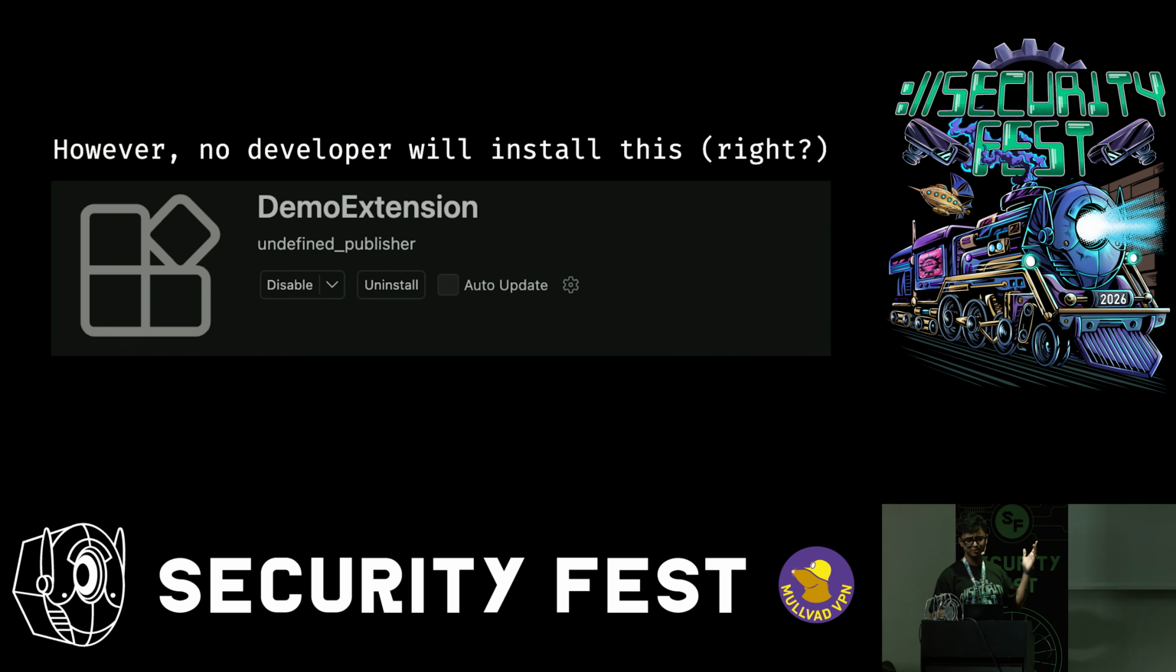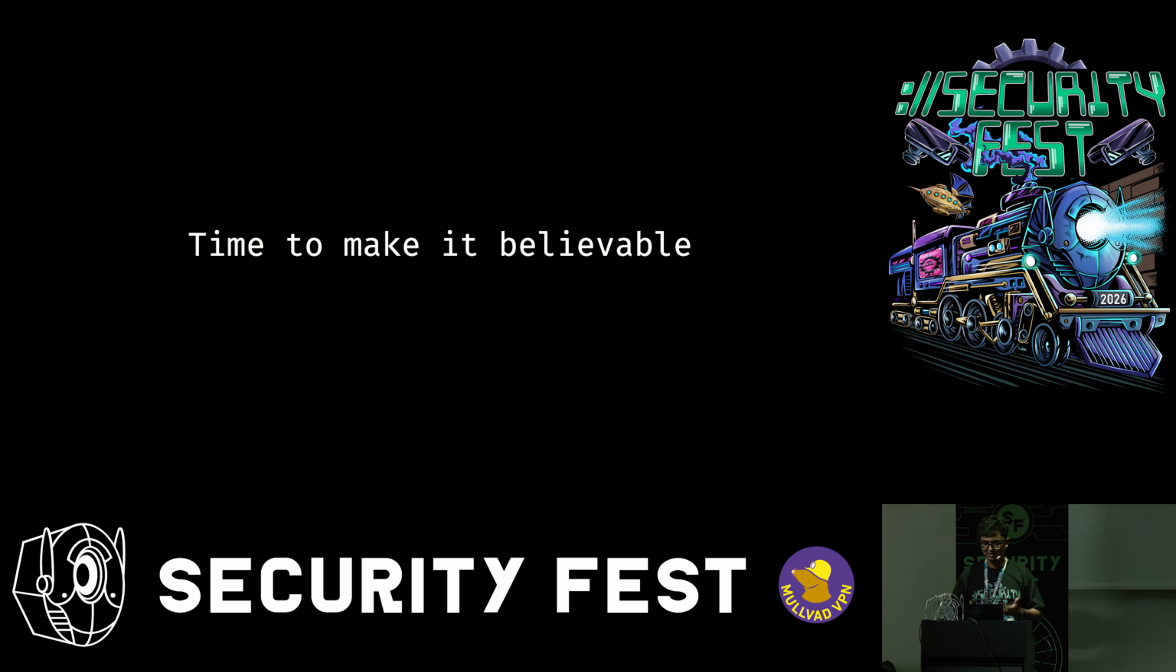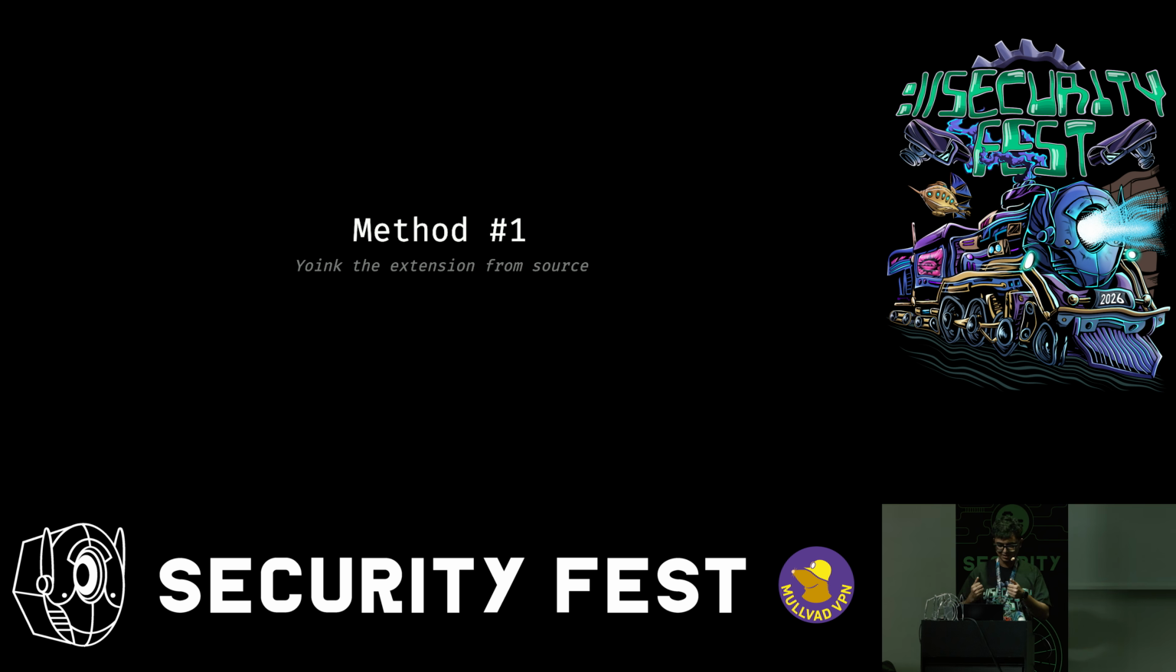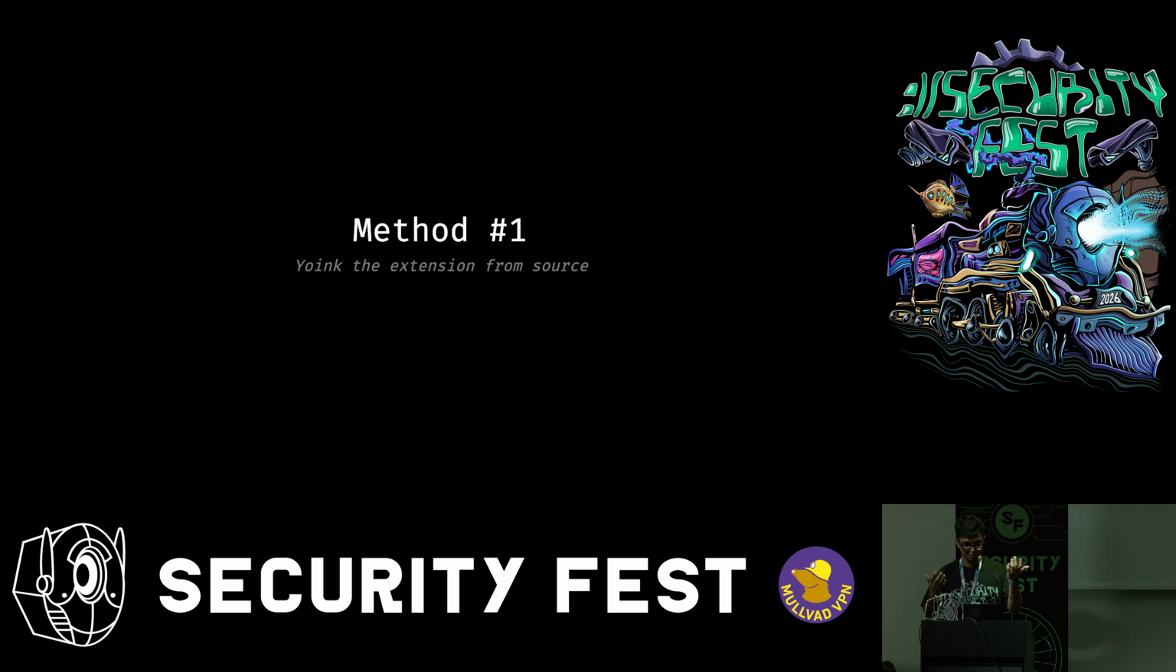But no developer would install this. Hopefully, please. So we need to make it believable that, hey, this is something you need. The first method is the simplest method, where we yoink the extension code from the open source repositories and stuff.